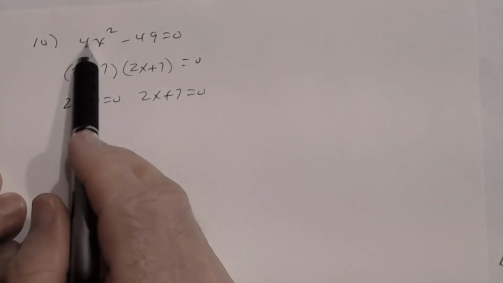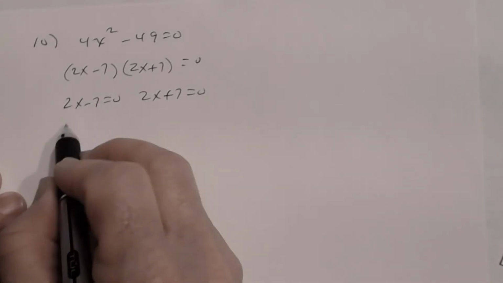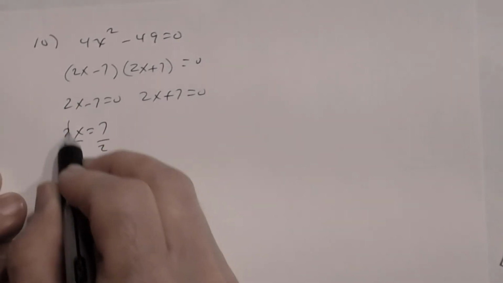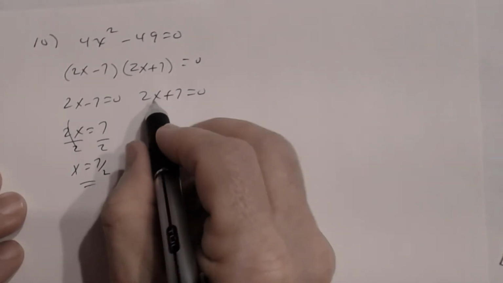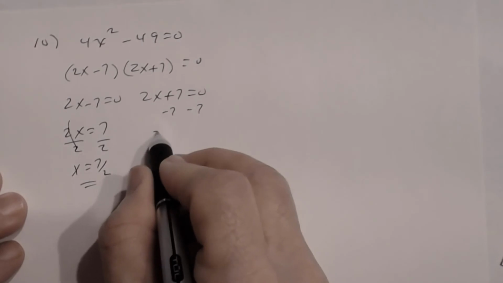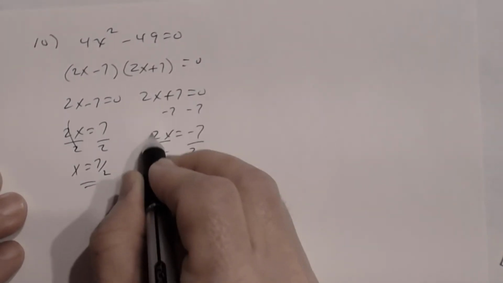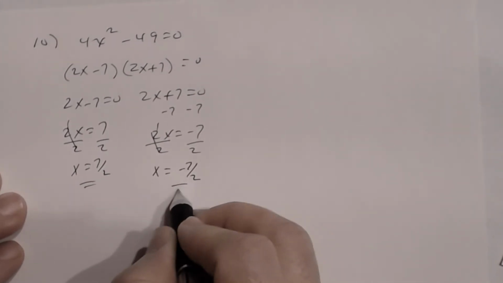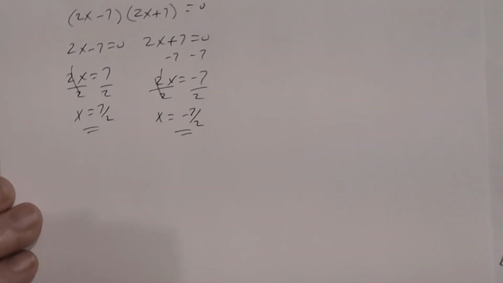And so notice that I went from a quadratic equation to 2 linear equations. So I get 2x equals 7. So if I divide both sides by 2, I get x to be 7/2. That's your first one. Your other one, if I subtract 7 from both sides, I get 2x to be negative 7, which means now if I divide both sides by 2, I get x to be negative 7/2. So those are your 2 solutions. So 7/2, comma, negative 7/2.